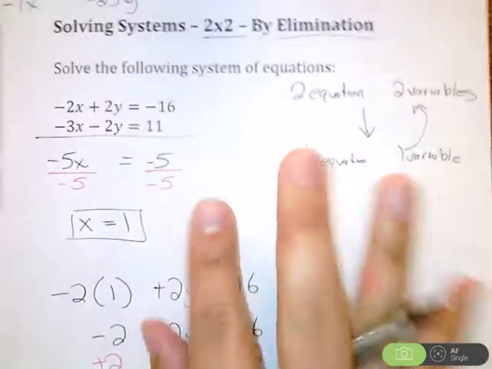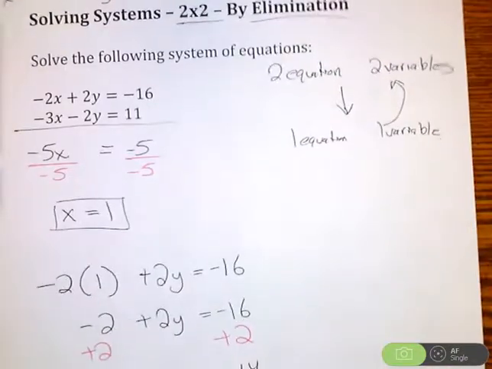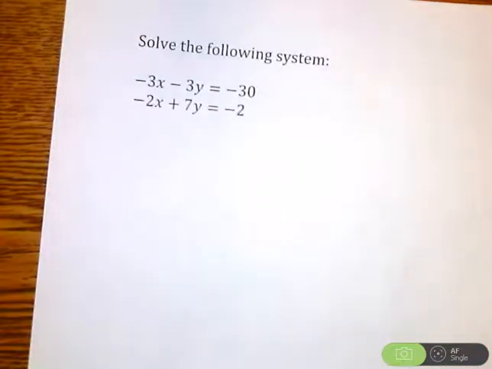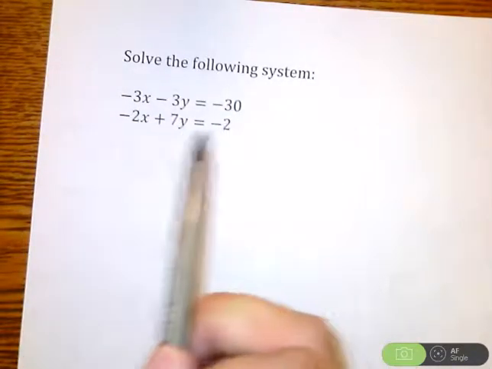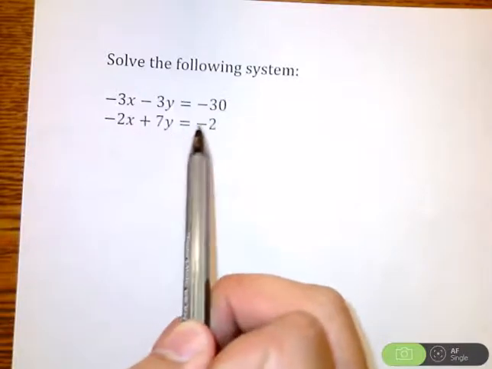Okay, so this was a very basic elimination problem. Now I'm going to show you on the back side here a little bit more complex problem. So I have negative 3x minus 3y equals negative 30, and negative 2x plus 7y equals negative 2.